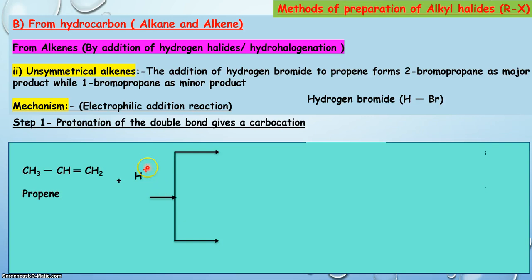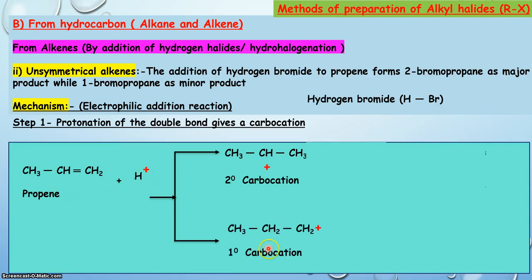If this hydrogen is bonded to the first carbon atom, that results in the formation of a secondary carbocation. As well, if in the second possibility the hydrogen is bonded to the second carbon atom, that results in a primary carbocation. As we know, a secondary carbocation is more stable than a primary carbocation.